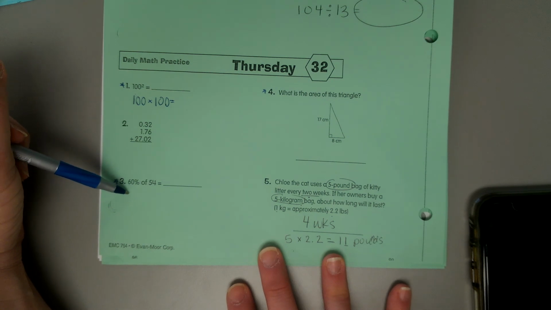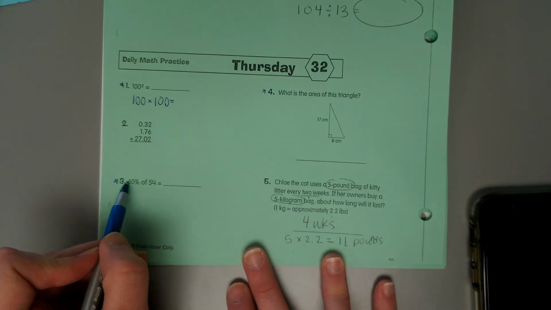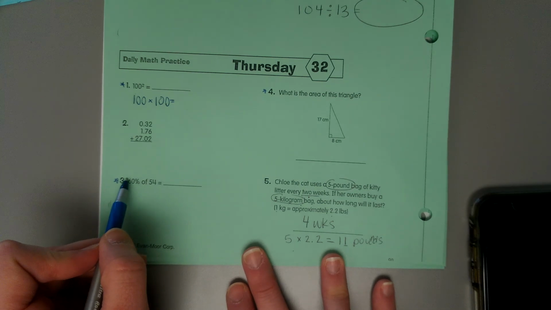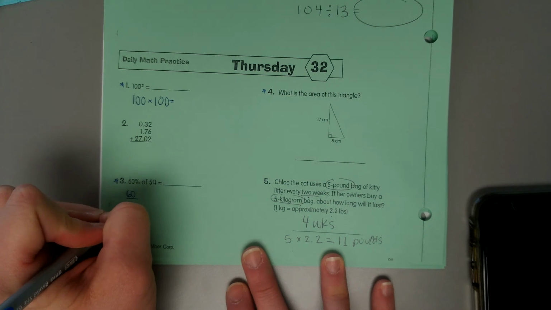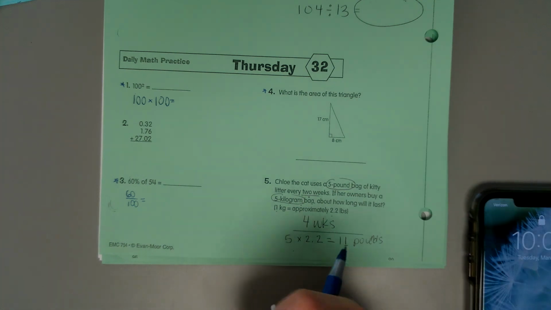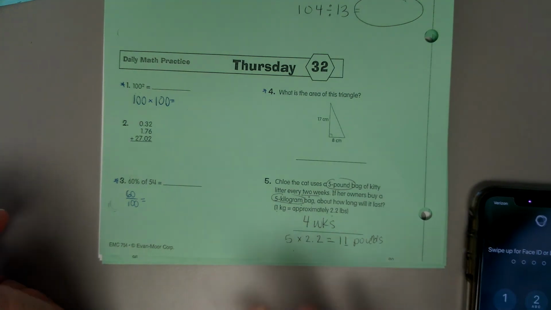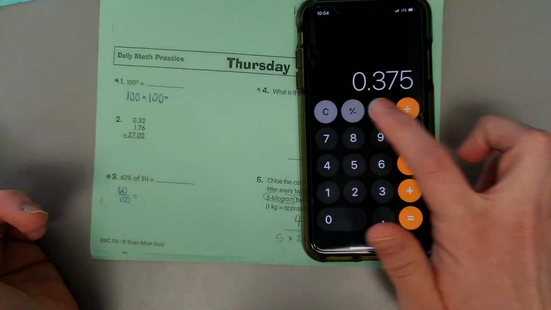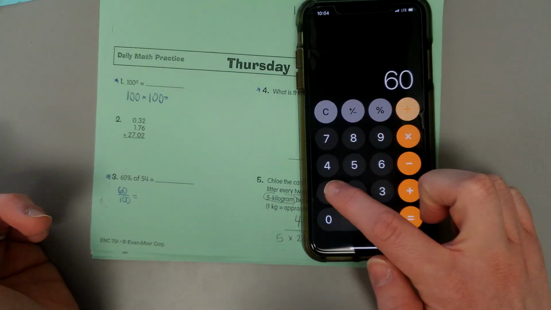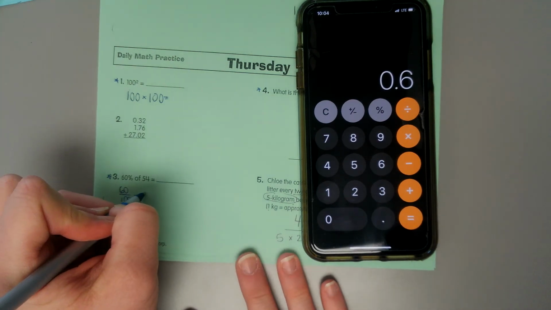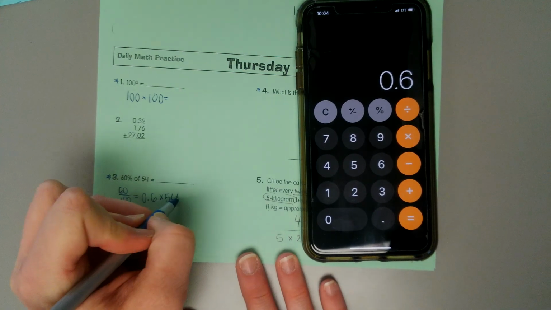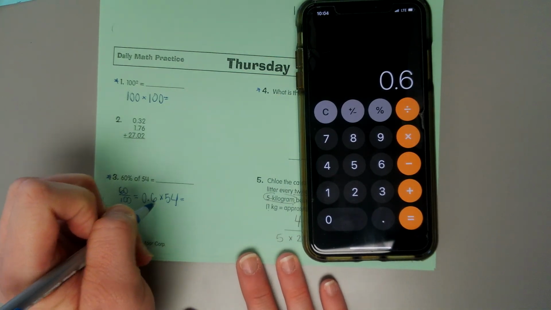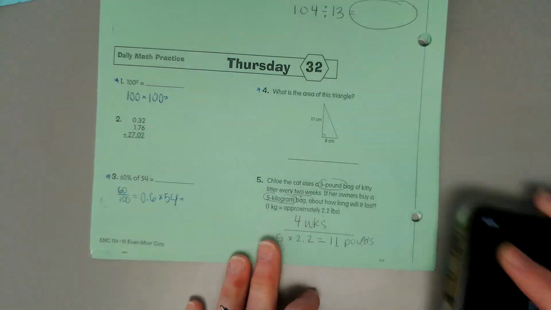Number 3 on Thursday, 60% of 54. Again, the easiest way to calculate percent is to convert this percent into a decimal. In order to do that, you are going to do 60 divided by 100, and that will give you a decimal. Now, if you need to use your calculator, you can. If you know it by heart, that's okay too. And then times 54. Once you get this converted into a decimal, you then can times it by that number, and that'll give you the answer.